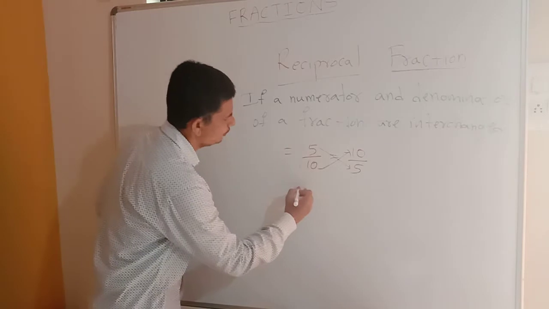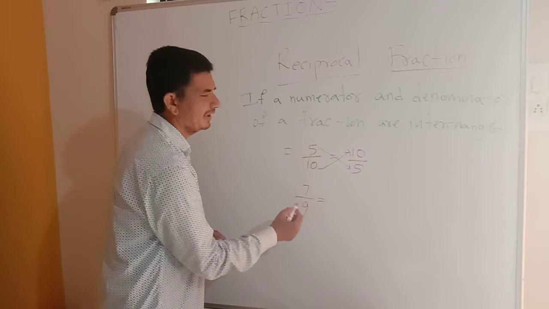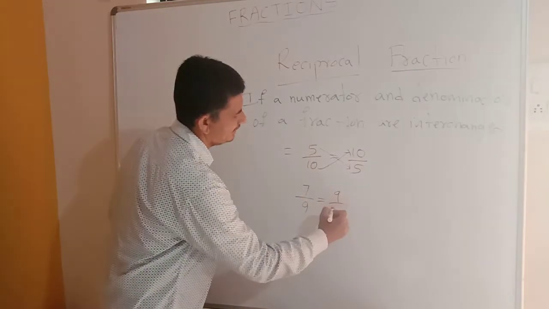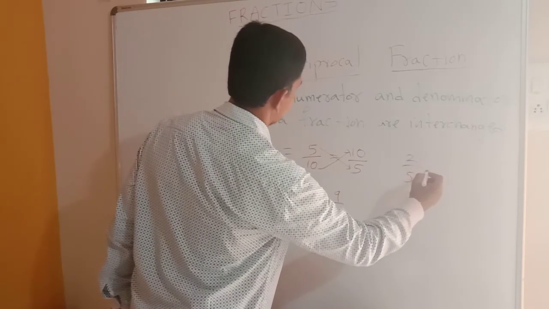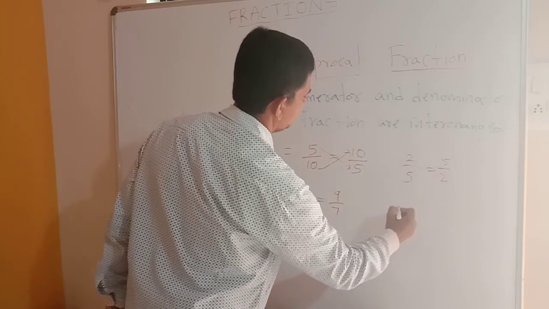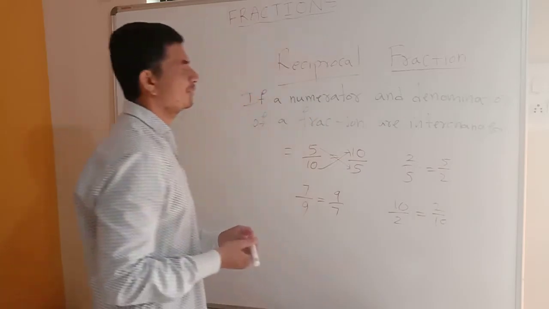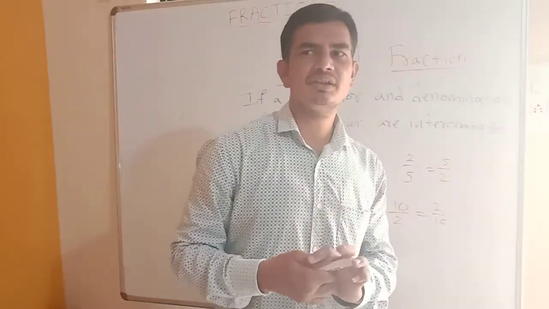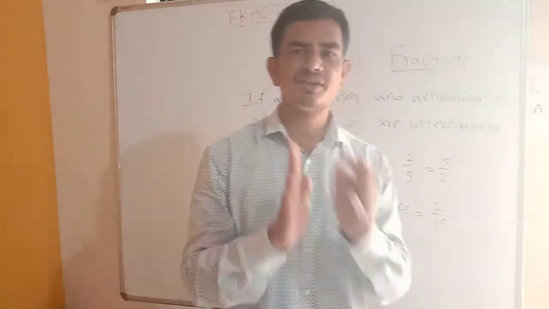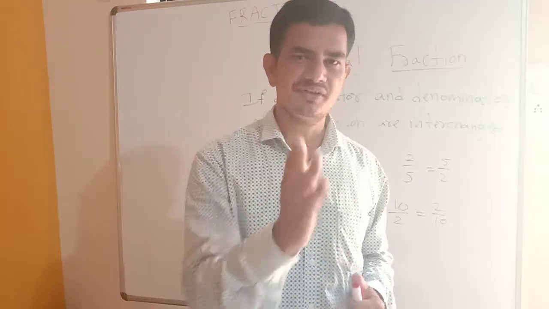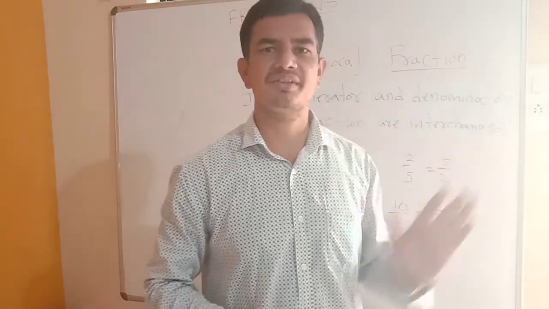One more example I will show you. 7 by 9's reciprocal is 9 by 7. 2 by 5, the reciprocal is 5 by 2. If you take 10 by 2, the reciprocal is 2 by 10. Very simple. The reciprocal means the interchange of the numerator and denominator. See students, this is about fractions: what a fraction is, the types of fractions, equivalent fractions and the reciprocal of a fraction.